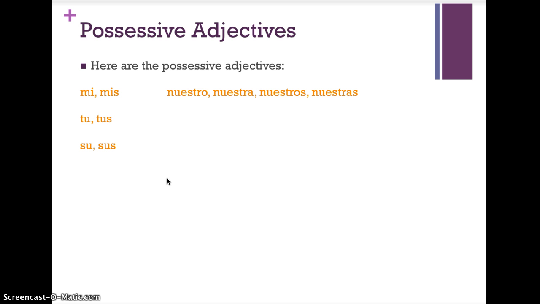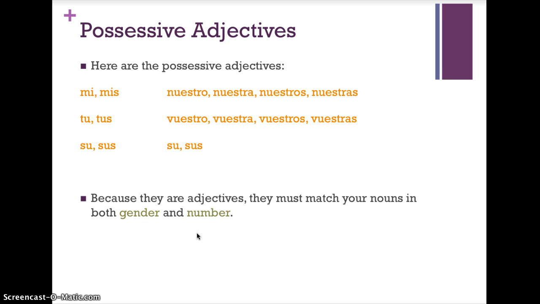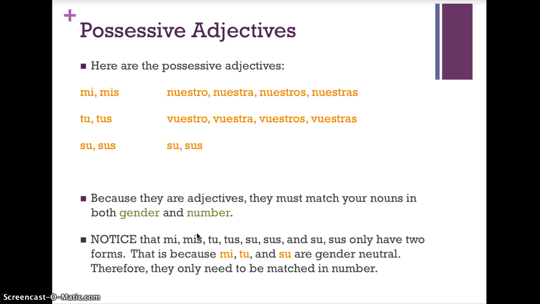Here are the possessive adjectives right there. Don't forget that these are adjectives. If I tell you that you are my mom, my is an adjective that shows my possession of you as my mother. Because they are adjectives, they must match your nouns in both gender and number. However, mi, tu, and su are gender neutral, so you actually only have to match them in number. You can see nuestro and vuestro end in o or a or os or as, okay? So those you have to actually pay attention to gender. Mi, you only have to add an s if it's plural.